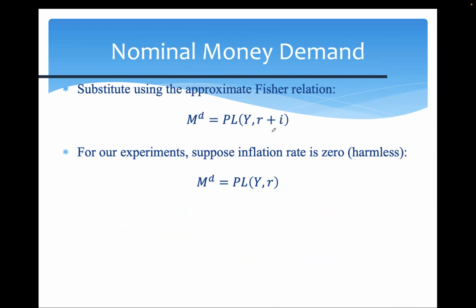Now we are going to substitute this relationship into our equation. So money demand is determined by the price level, Y, and the nominal interest rate. The nominal interest rate equals the real interest rate plus inflation. For simplicity, if we say the inflation rate is 0, then we end up with this equation shape. Money demand is going to be determined by the real output or real income, they're the same, and the real interest rate.